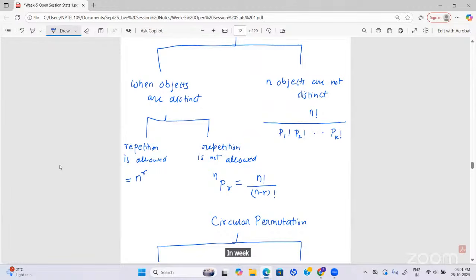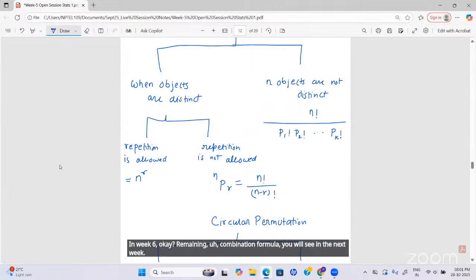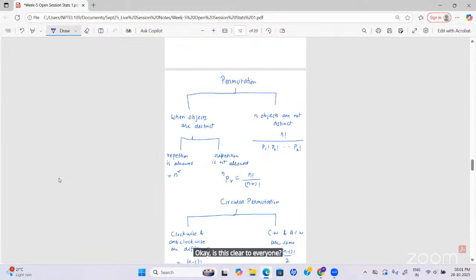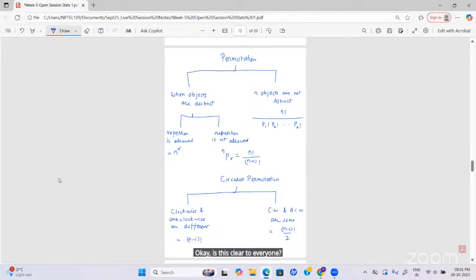Remaining combination formulas you will see next week. Is this clear to everyone? Yes, ma'am, it is clear. Then try solving the questions and we will discuss in tomorrow's session.